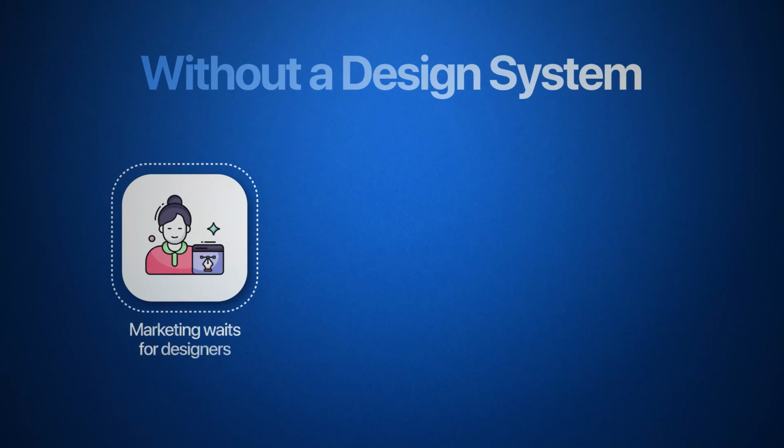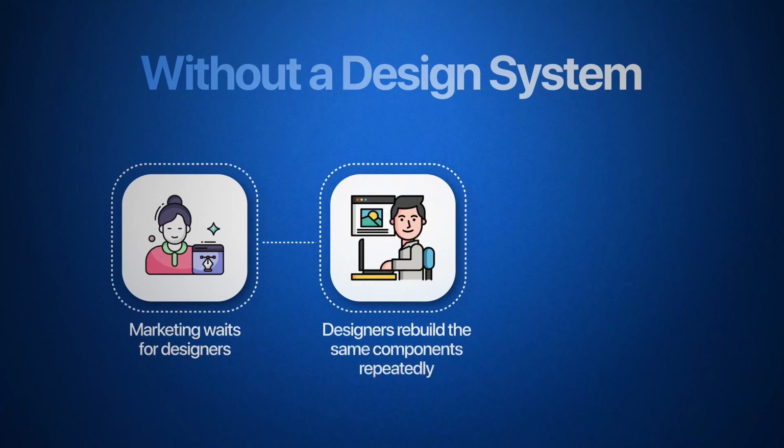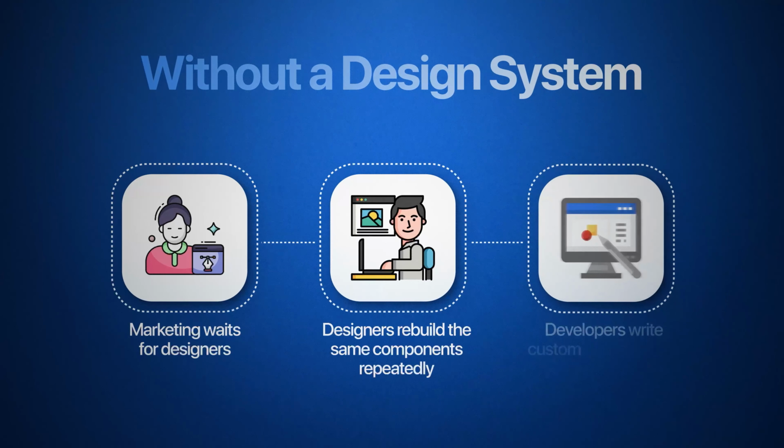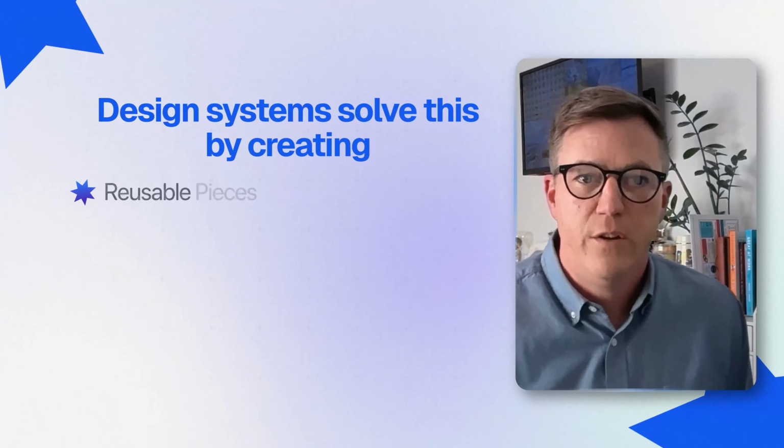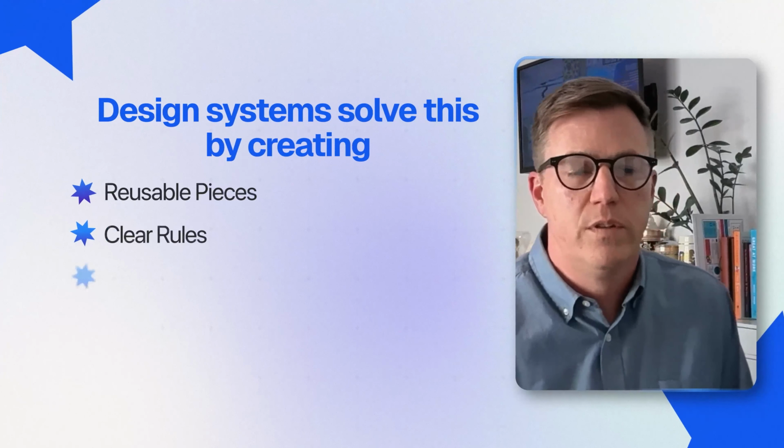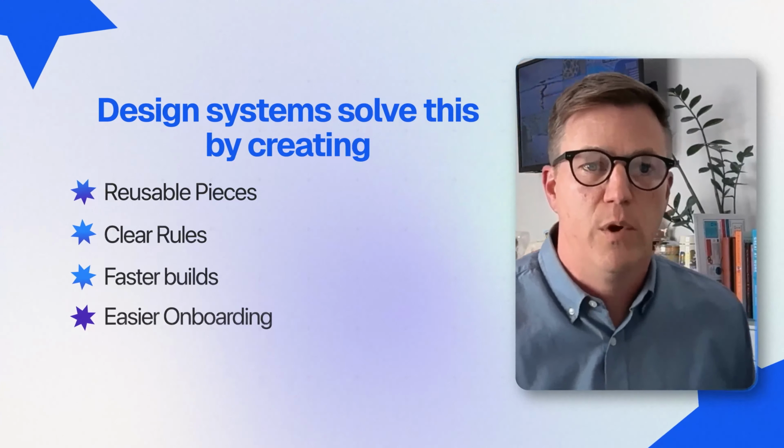Marketing waits on designers, rebuilds the same components repeatedly, and developers write custom CSS for every variation. Sound familiar? Design systems solve this by creating reusable pieces with clear rules for faster builds and easier onboarding. This methodology provides a mental model for developers and designers to think of interfaces both as a cohesive whole and as a collection of their parts. And the great thing is that today's WordPress is built for design systems.